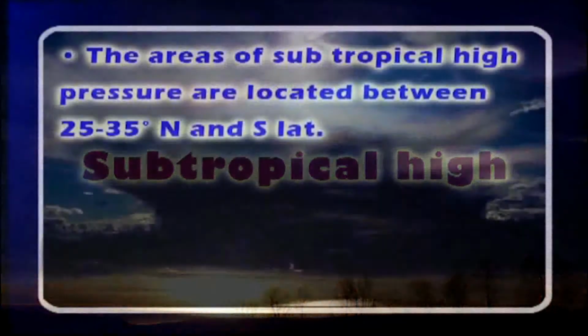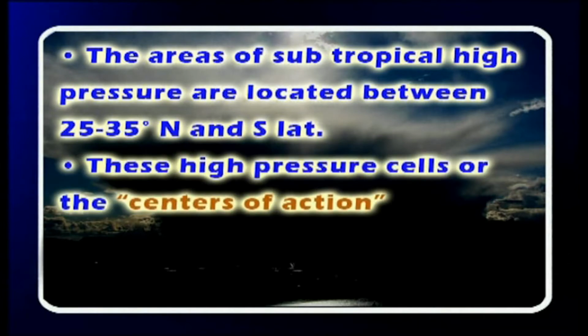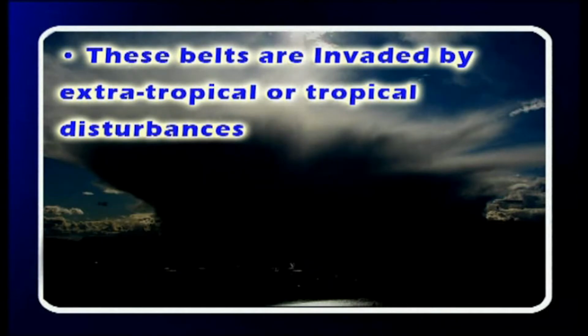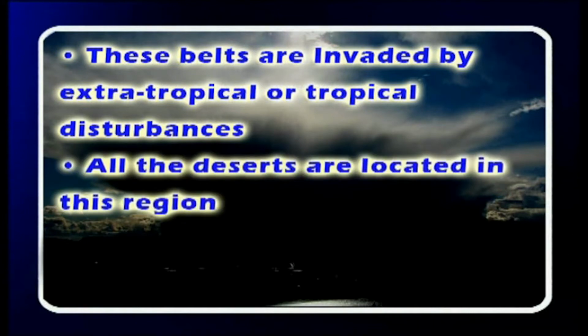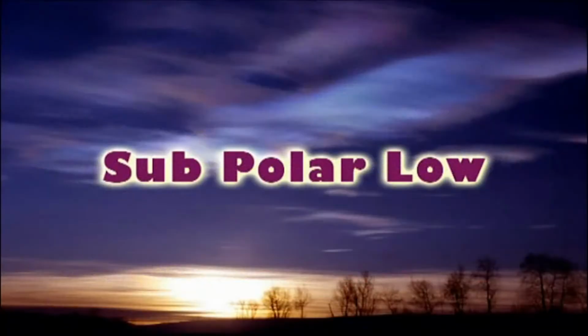Subtropical high. The areas of subtropical high pressure are located between 25 to 35° north and south latitude. These high pressure cells are the centers of action. There are no prevailing winds, only light and variable ones. These belts are invaded by extratropical or tropical disturbances. All the deserts are located in this region. These high pressure belts are also called the horse latitudes.